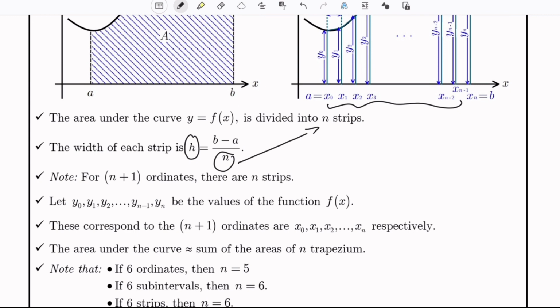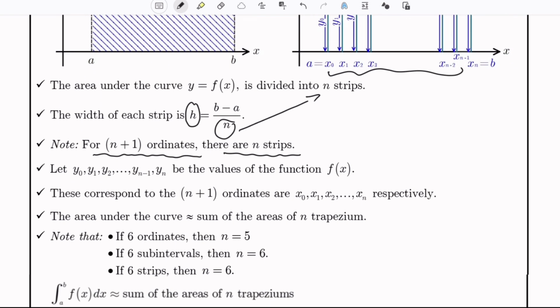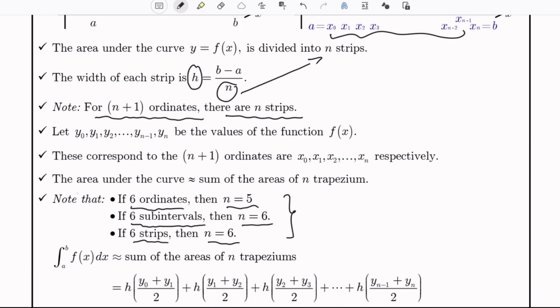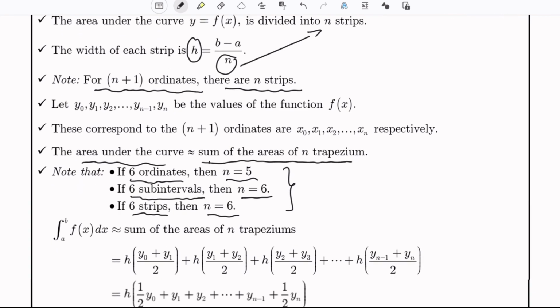Please take note that for n plus 1 ordinates, there are n strips. It is illustrated below here. So if 6 ordinates, n is 5. If 6 sub-intervals, n is 6; 6 strips, n is also 6. The area under the curve is actually the sum of the areas of the n trapeziums.